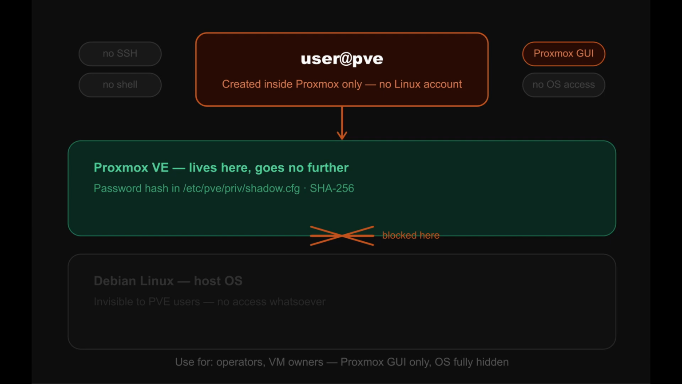When to use PVE? Use PVE for everyone who only needs the Proxmox GUI. Operators, read-only auditors, VM owners. Keep them completely isolated from the OS.